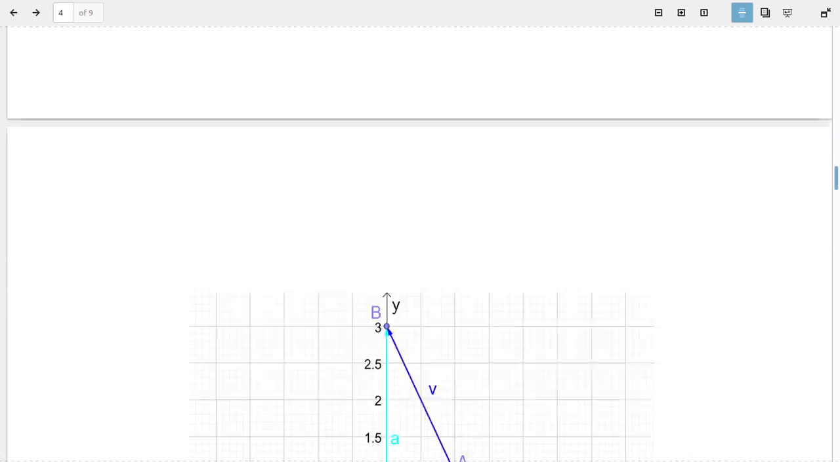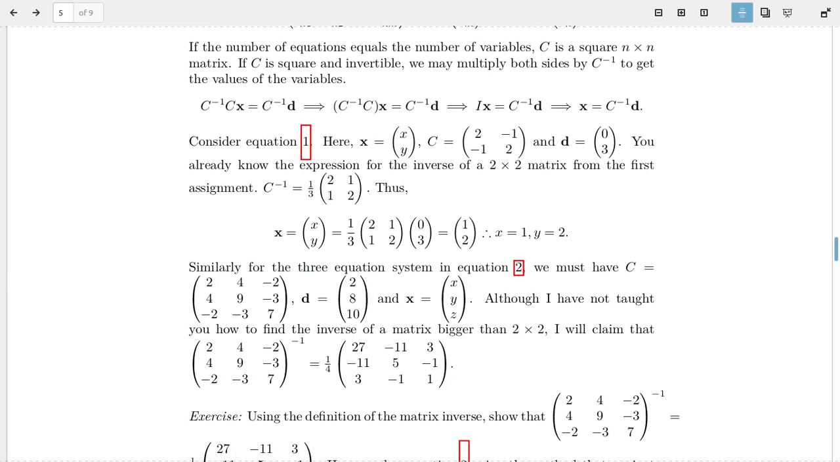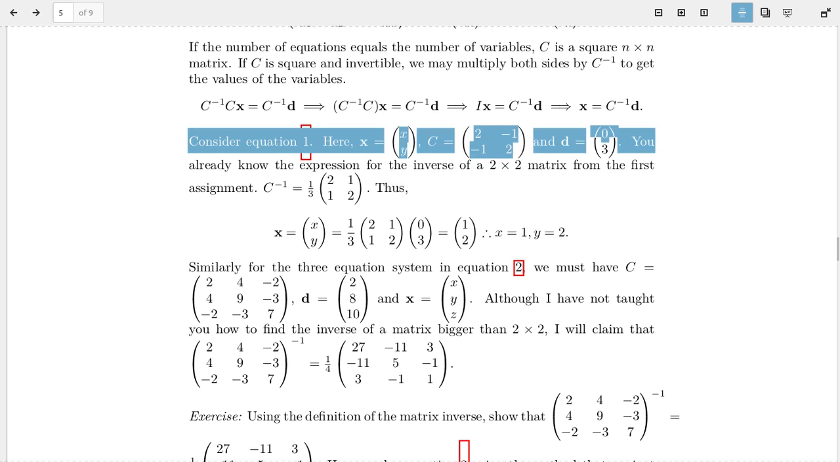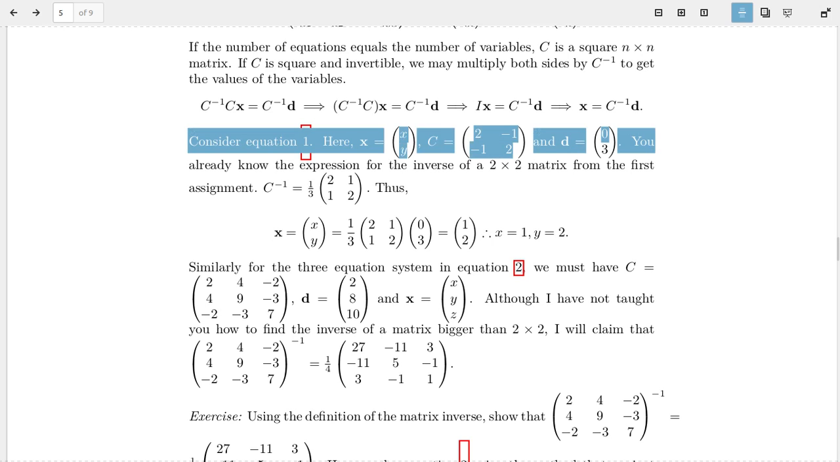Now, since I've taught you matrix multiplication, you should be able to write equation 1 as Cx equals D, where C equals this matrix: 2, minus 1, minus 1, 2. These are the coefficients. This is the coefficient of x in the first equation, this is the coefficient of y in the first equation, minus 1 is the coefficient of x in the second equation, and 2 is the coefficient of y in the second equation. Of course, x equals (x, y), these are the variables that you have. And D is what you have on the right-hand side, 0, 3.